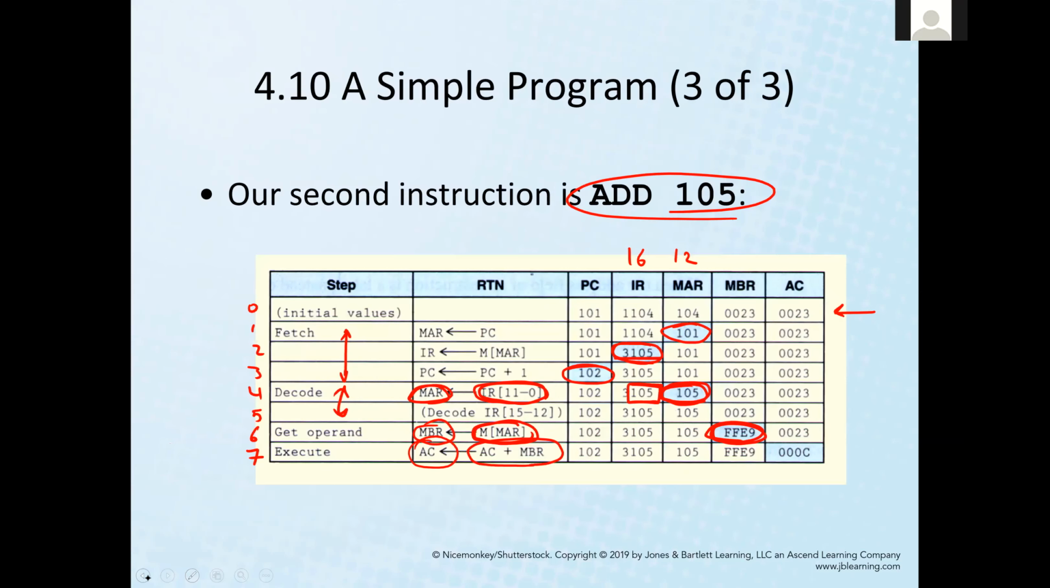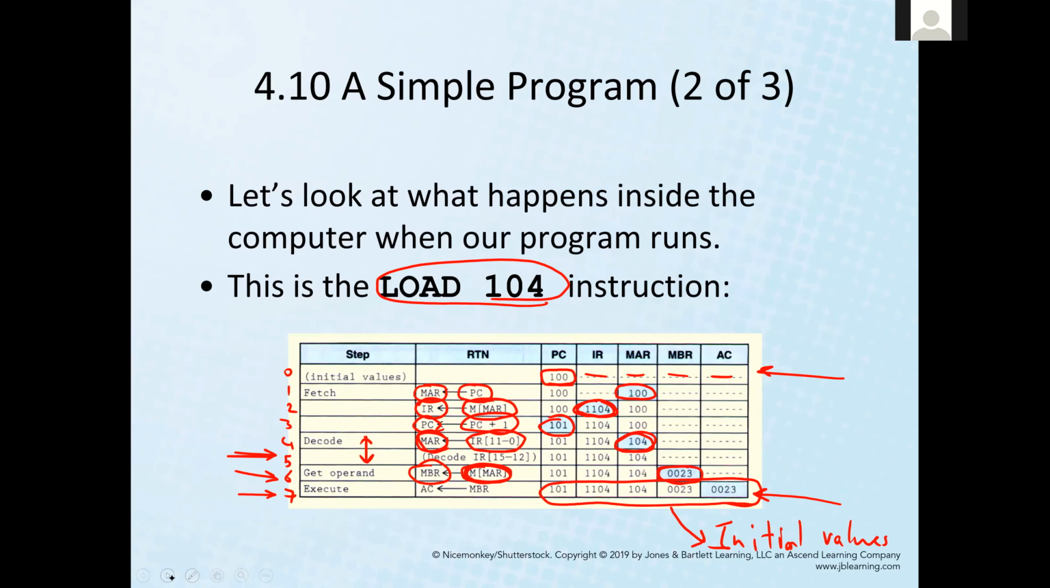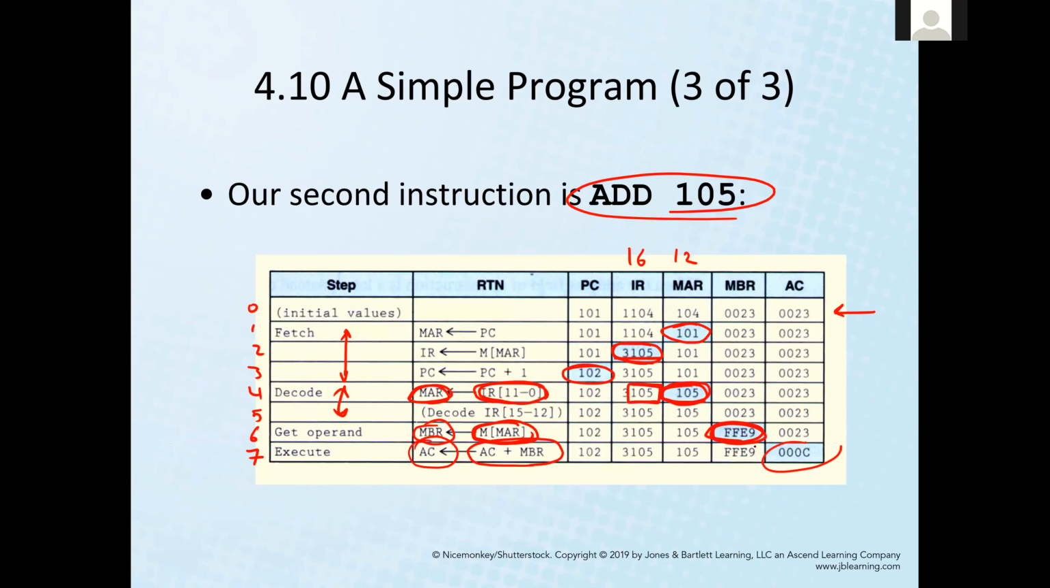I believe that this one shouldn't be 0C. It should be 0 because it's negative 23 plus 23. It's 0. Let me check the textbook quickly. I'll let you know. Just let me check the textbook.